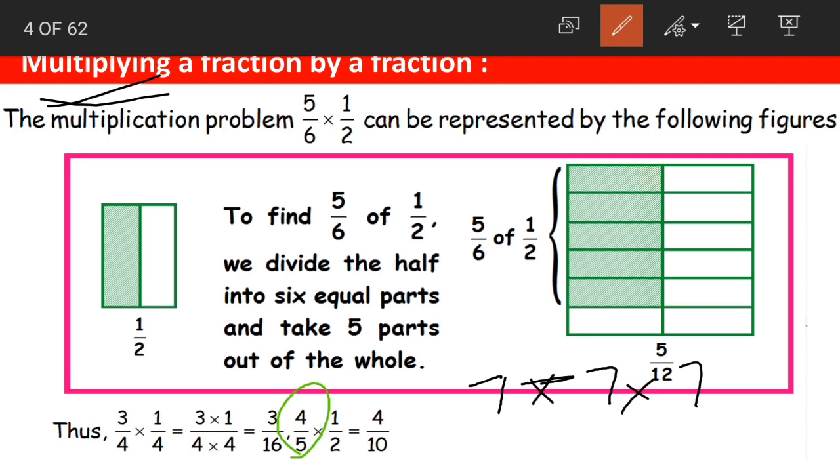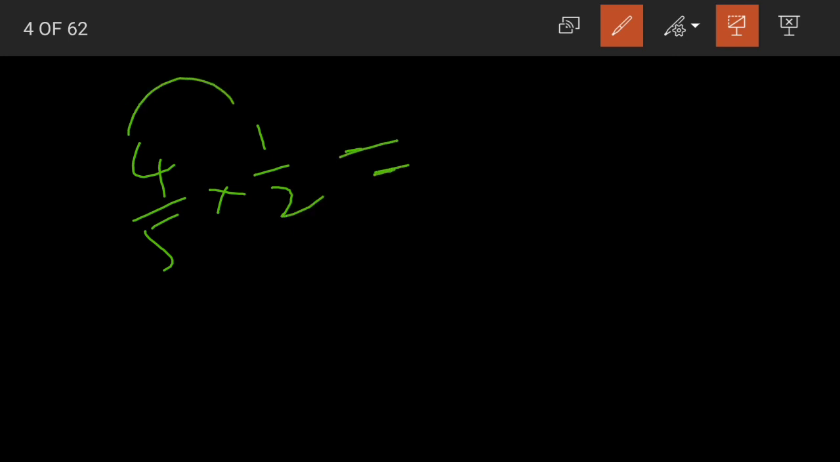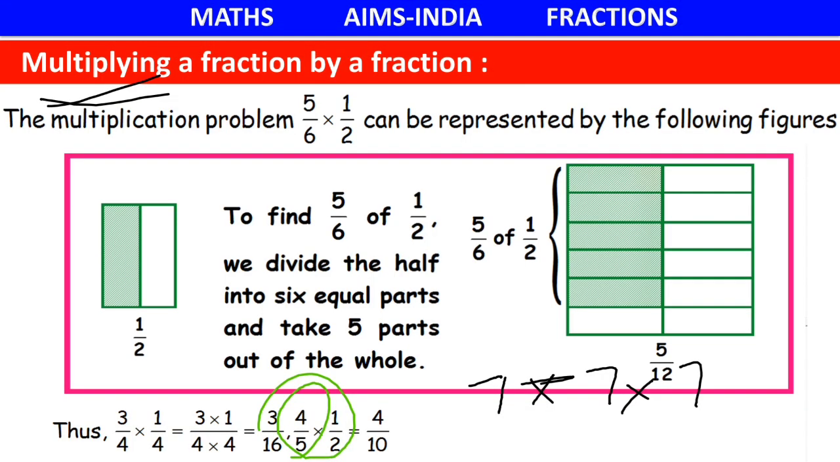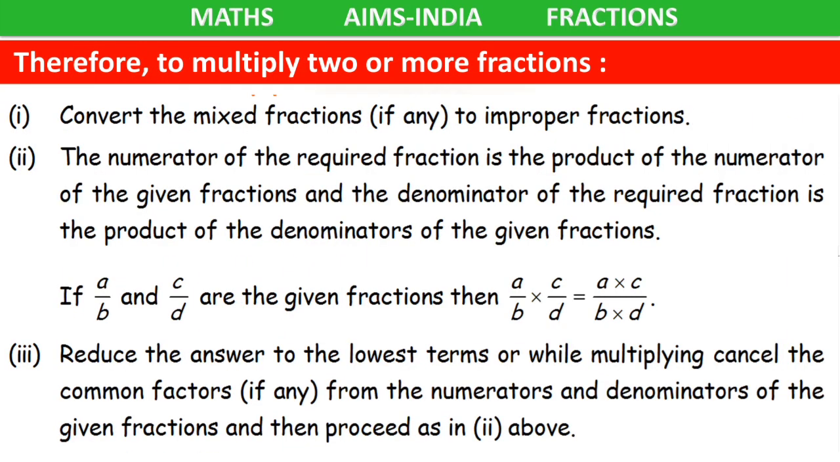Now coming to the next problem, 4 by 5 into 1 by 2. Now again, how do we do it? Even without writing, I will show you. 4 ones are 4 divided by 5 twos are 10. Yes, 4 ones are 4 by 5 twos are 10. Remember that additions are complicated and multiplications are not. Now therefore, what did we learn?